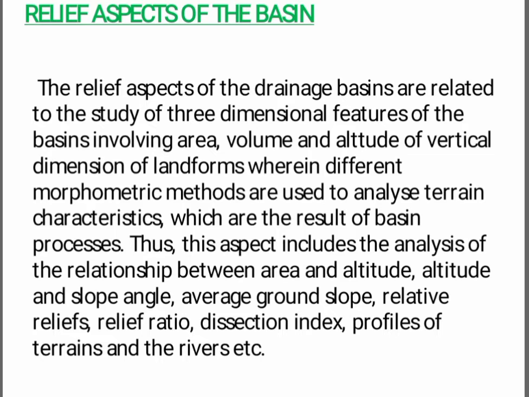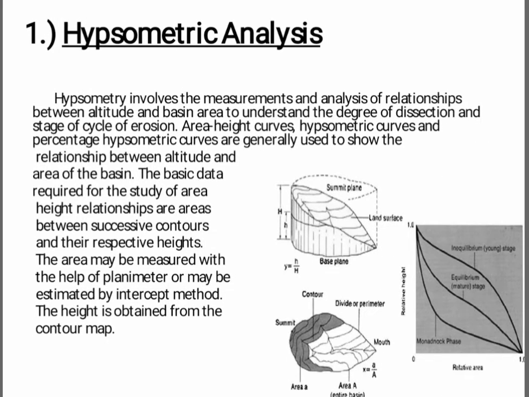Thus, this aspect includes the analysis of the relationship between area and altitude and slope angle, average ground slope, relative relief ratio, dissection index, profile of terrain and the river, etc. In this video, we are going to focus on the hypsometric analysis and the clinographic analysis. The first is hypsometric analysis.